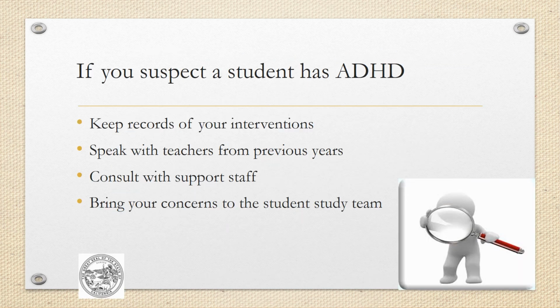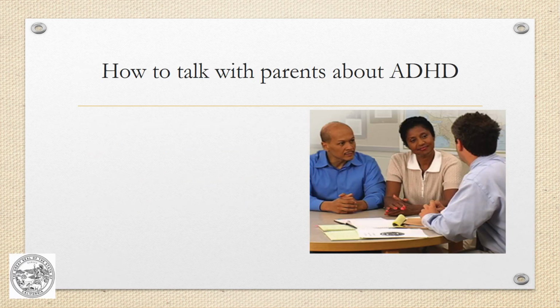What should you do if you think a child might have ADHD? Well, one of the things that you can do is to keep records of what you've tried with that child. You can talk with other teachers who may have had this student before and see if your suspicions might be confirmed. Talk with your school psychologist or other support staff, and bring your concerns to your student study team.